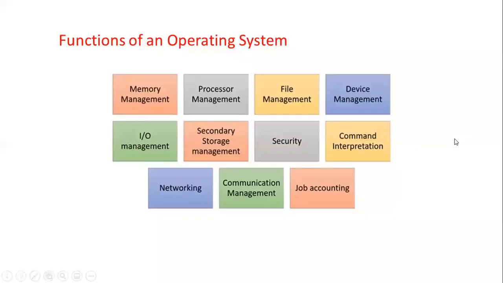So the functions of the operating system. The different functions of operating system are memory management, processor management, file management, device management, IO management, secondary storage management, security, command interpretation, networking, communication management, and job accounting. Okay, so these are all the different functions of the operating system. Don't get confused about what these terms mean. Let's have definitions of these functions of an operating system.